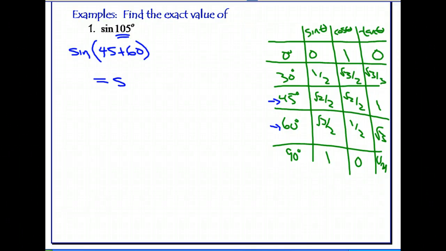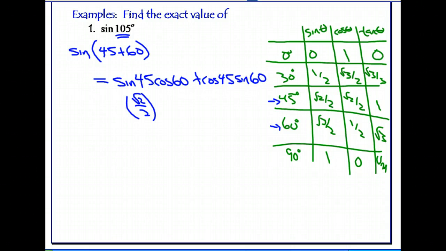And so the sine identity, you can look back on the first page to check it. It's going to be the sine of 45 cosine of 60 plus cosine of 45 sine of 60. And like I say, if you understood section 3, this is going to go very quick and easily for you. Look them up. Sine of 45, root 2 over 2, cosine of 60 is 1/2, cosine of 45, root 2 over 2, sine of 60, root 3 over 2.